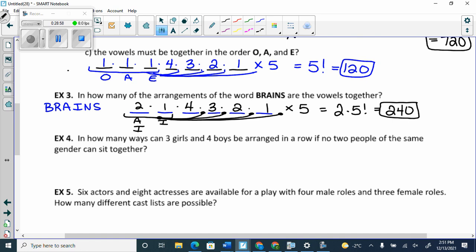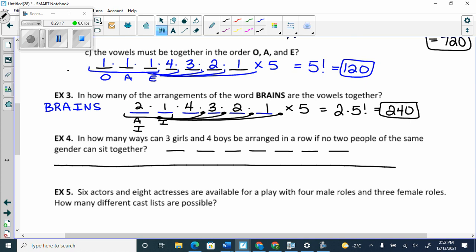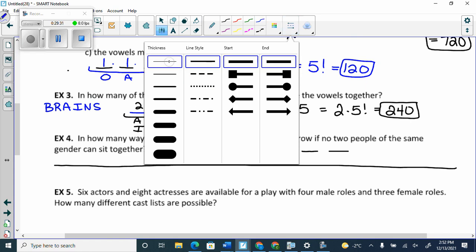The next one says 3 girls and 4 boys have to be arranged in a row. Arranged means it's permutation, correct? And arranged means I can do blanks and you can literally see me placing them in seats in a row. So how many seats are there? 7. 1, 2, 3, 4, 5, 6, 7. I'm specifically leaving space because I'm going to ask you another type of thing after this. So 3 girls, 4 boys arranged in a row. No 2 people of the same gender can be together. So what am I going to have to start with? Boys, yeah. So I have to start with boys because there's more of them.